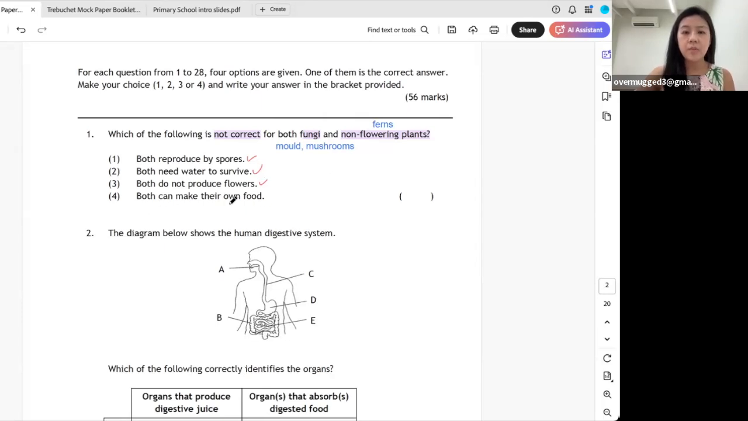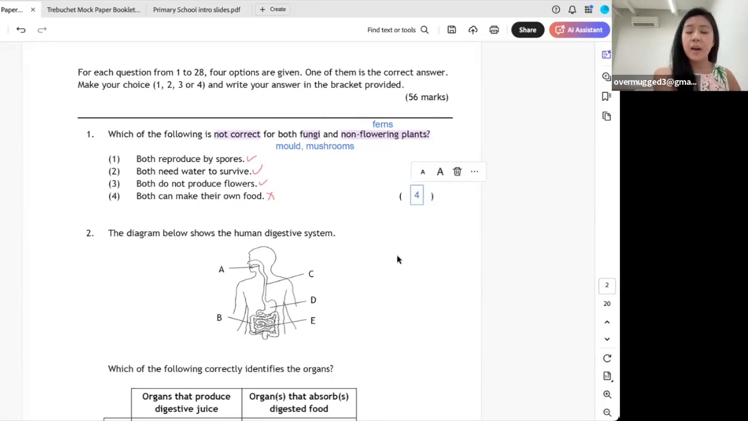And the last option would be both can make their own food. Now, this is not correct for both the groups because the non-flowering plants can make their own food, but the fungi cannot, okay? So with that, you should have gotten 4 as your answer.